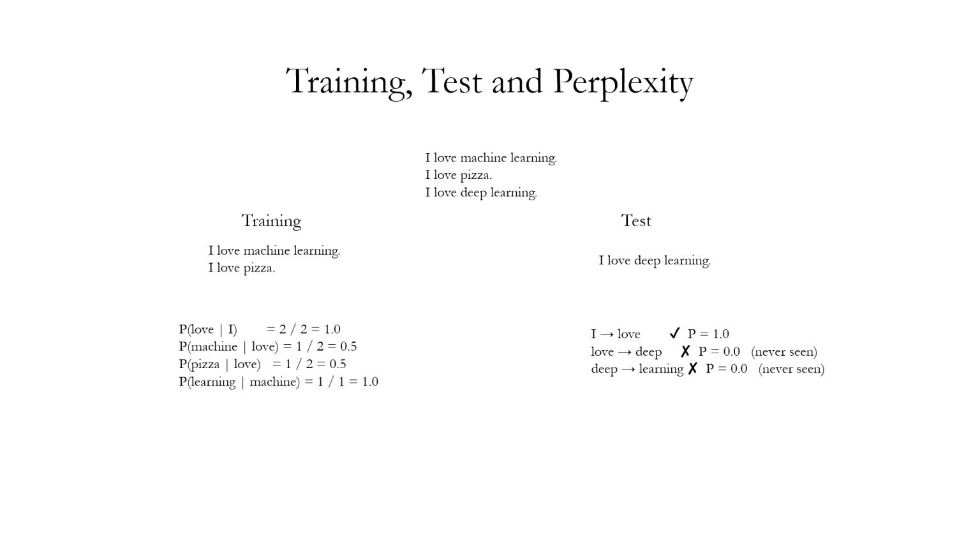And we get this. P love given I is 1, but P deep given love is 0, and P learning given deep is 0, right? Because it's never seen. So the probability equals P love given I, right? We're calculating the likelihood here, times P deep given love, times P learning given deep. So we've got 1 times 0, 0, which is 0.